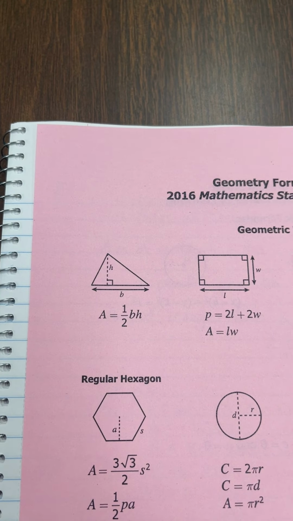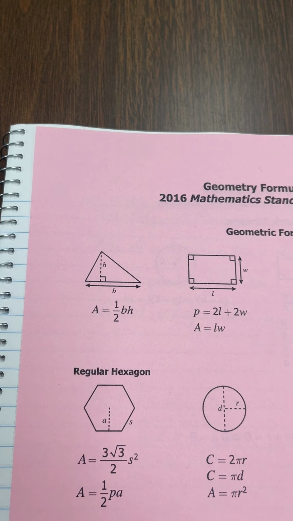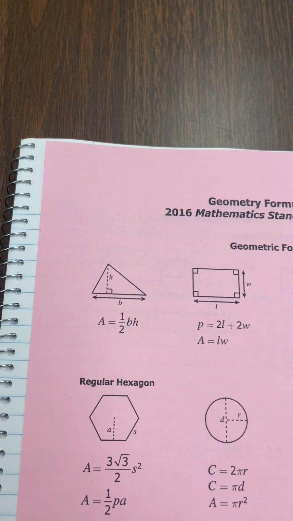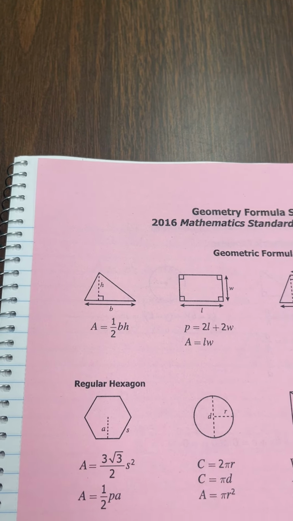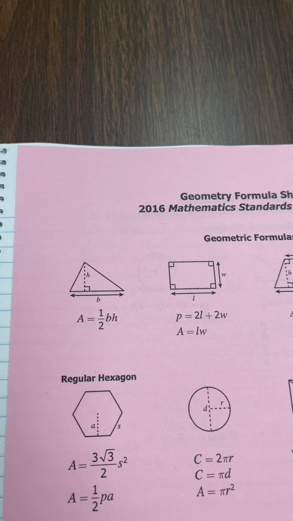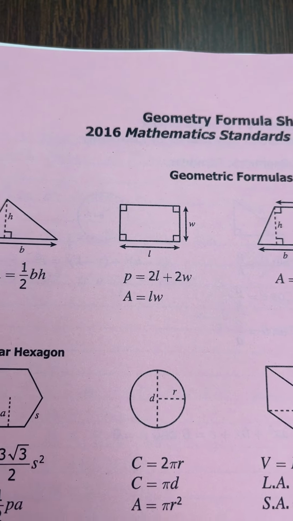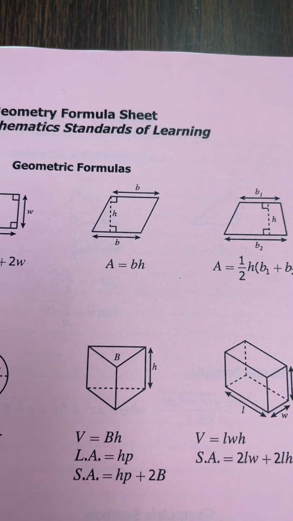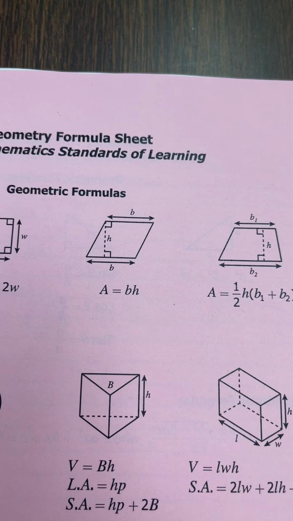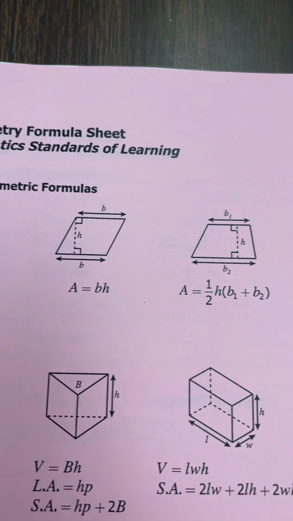Area of a triangle, 1/2 times the base times the height. The base and the height have to be perpendicular. Depending on what the triangle looks like, that could look a little different, but what you need to remember is the base and the height have to be perpendicular. Area of a rectangle, length times width. Area of a parallelogram, you have the base times the height. Remember, the height has to be perpendicular.